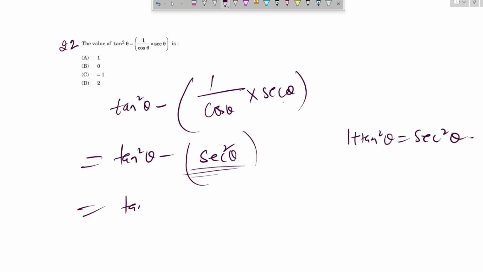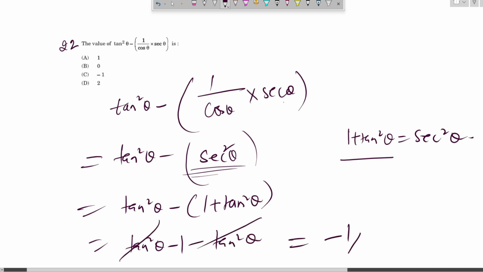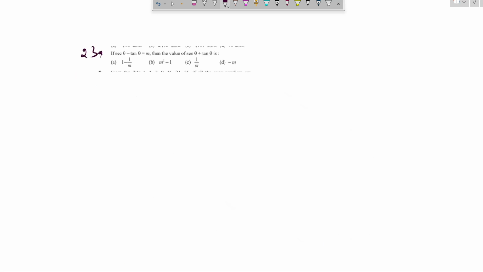So here it will be tan square theta minus 1 minus tan square theta. So minus tan square plus tan square got cancelled and you got minus 1 as the answer. So option C is correct.